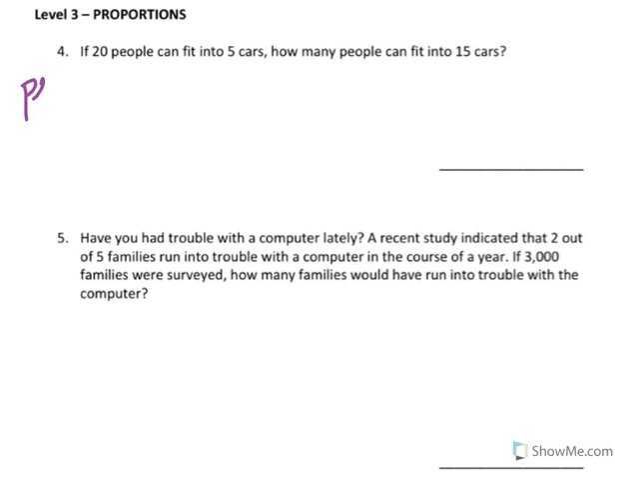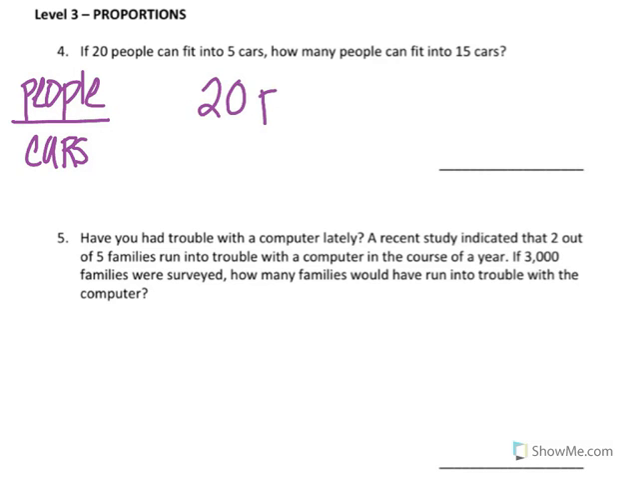So what I'm going to do is I'm going to write my little ratio over here to keep in mind how I want to set up my proportion. So I'm going to have people as the numerator and the number of cars as the denominator. So if I have 20 people, I'm going to abbreviate that with PPL, are in 5 cars, we want to know how many people fit into 15 cars.